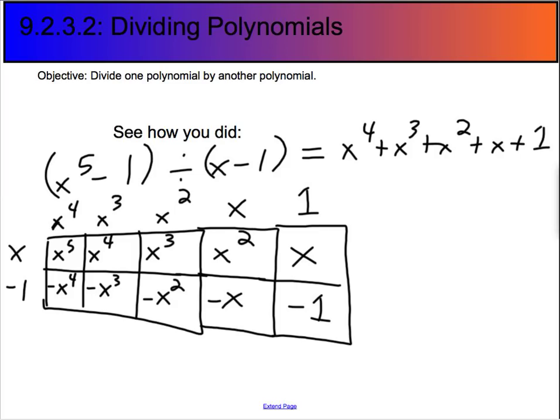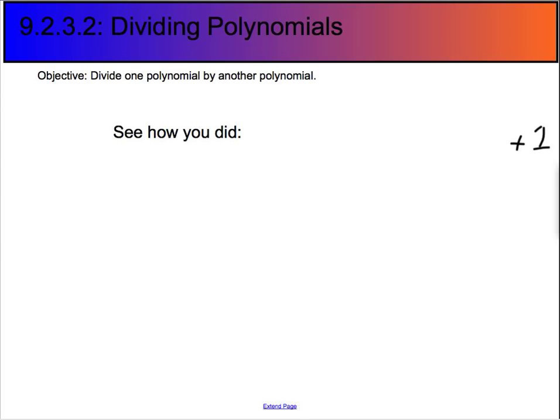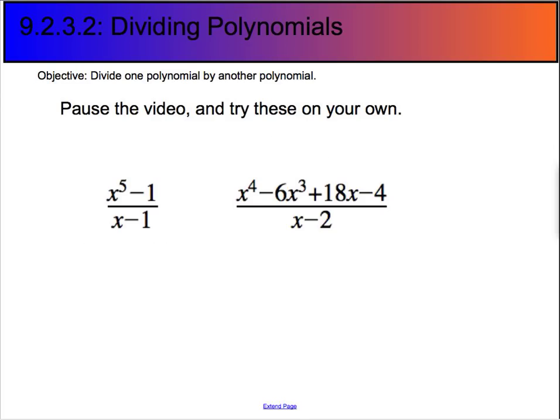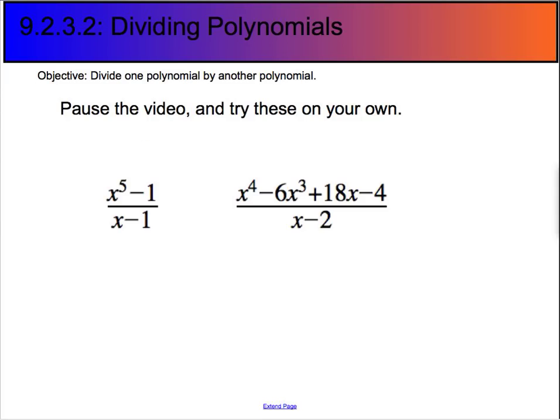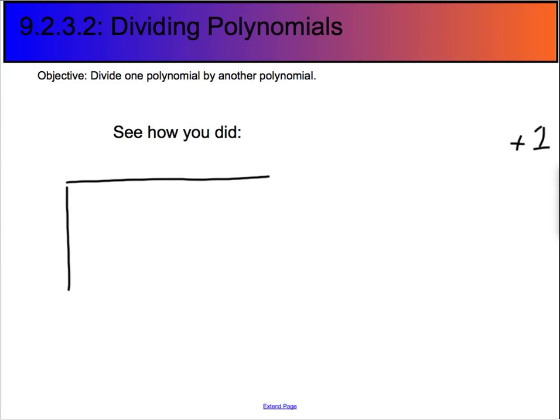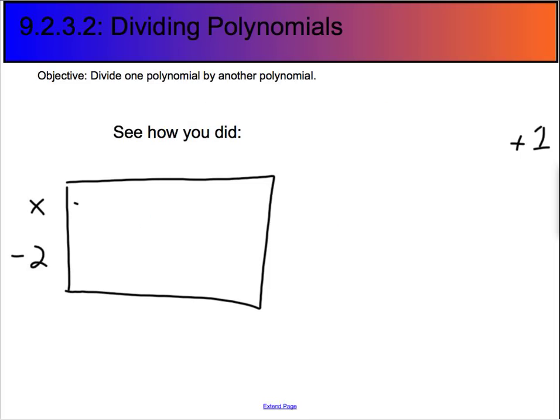I'm going to go ahead and erase that to put in the next problem. Next problem is x to the 4th minus 6x cubed plus 18x minus 4 divided by x minus 2. X minus 2 goes there. First term is x to the 4th, so that goes in this one right here, which means I have to put an x cubed on the top there. So that gives me that bottom box.